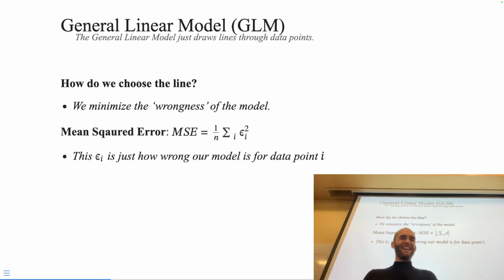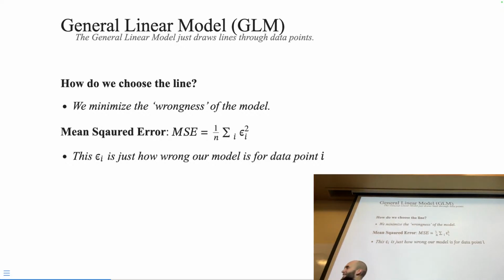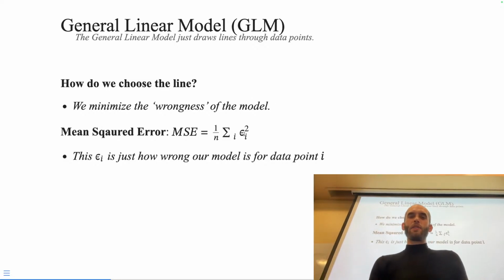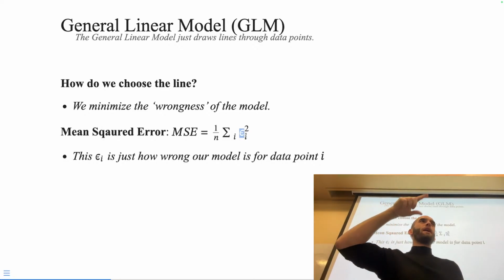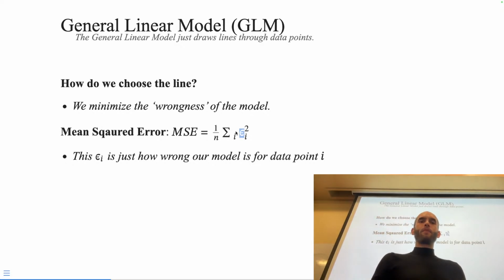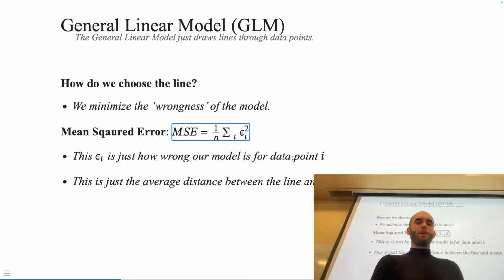And the way we measure wrongness is with what we call the mean squared error. How many of you have seen MSE before? Okay, nice. This is our measure of wrongness, and I'm going to show you a picture of what this represents. But this error term is essentially just how far away any given data point is from the model itself. This is a very similar idea to the variance. But I'm going to show you a picture of how to understand this intuitively.